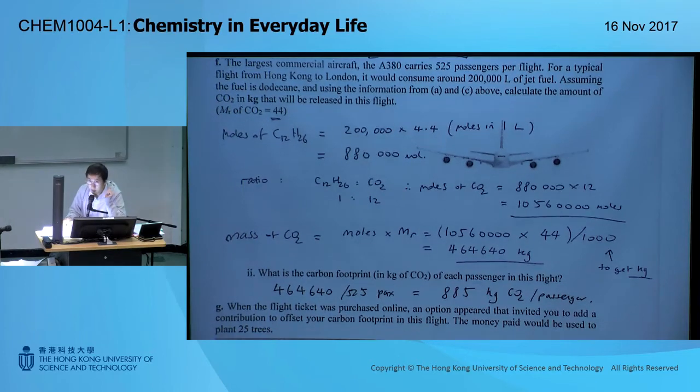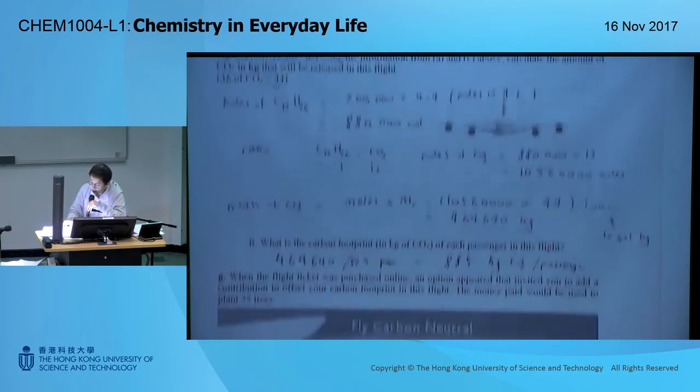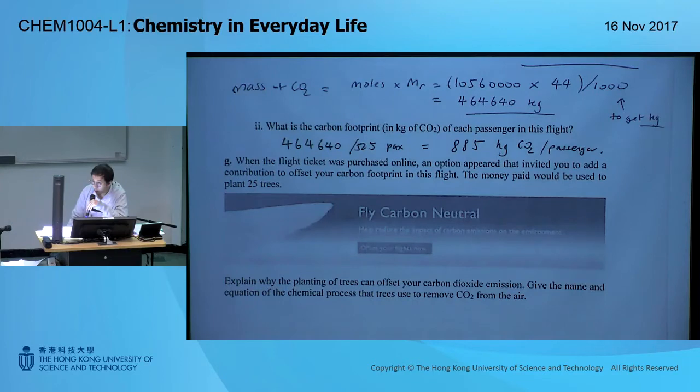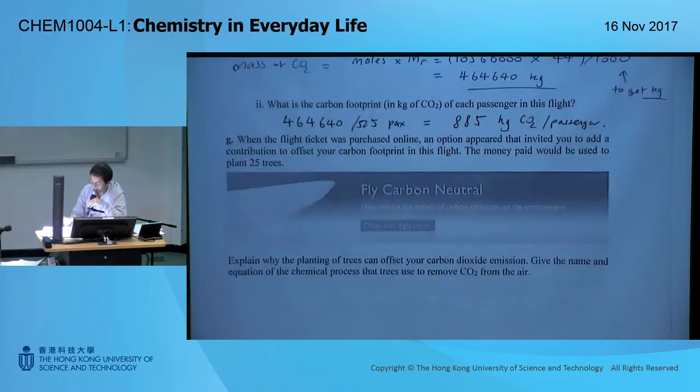Okay, so you are feeling guilty. You're releasing a lot of carbon dioxide, contributing to global warming and the fate of the Earth by flying to London. So when you buy a ticket, the air flight company very kindly help you to feel less guilty by inviting you to pay for an option to offset your carbon footprint so you can fly carbon neutral. How nice of them. Of course, you pay more money, and they say that the money you pay will be used to plant 25 trees. And of course, somehow planting the trees will help offset your carbon dioxide emission.